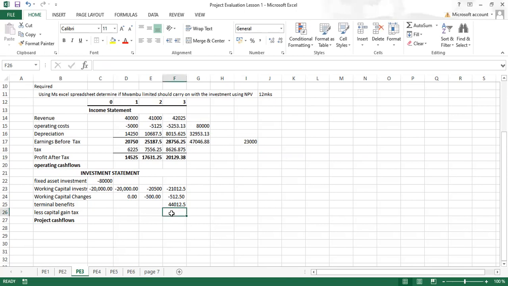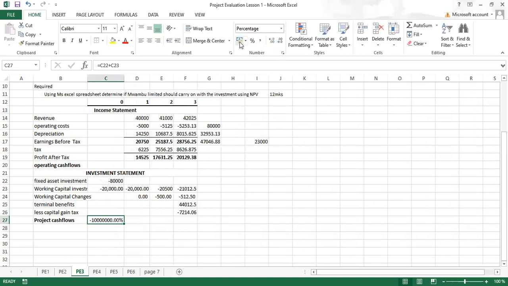So capital gain tax will be equals the 23 minus the, let me close them in bracket and I multiply them directly times 0.3 the tax rate. Come to project cash flows equals this one shift plus this one. It's in percentage. You can also press Control 1.